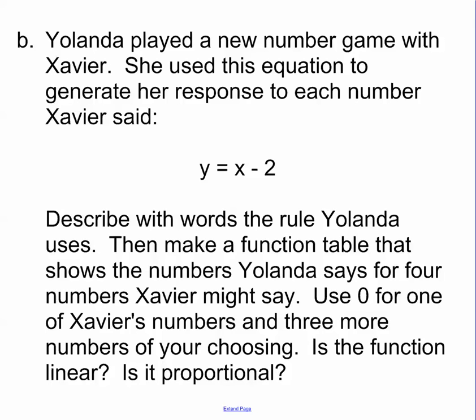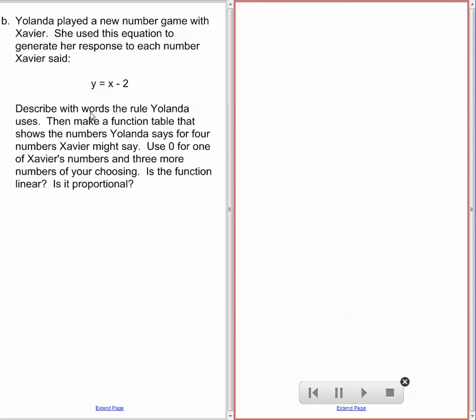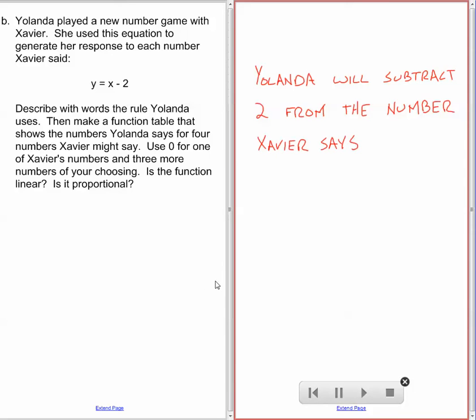So let's look at 2 screens here at the same time. So let's describe it with words too. Yolanda will subtract 2 from the number that Javier says. Javier's number minus 2 is going to equal what Yolanda says. So Yolanda will subtract 2 from the number Javier says. Okay, next, we're going to make an input-output table.